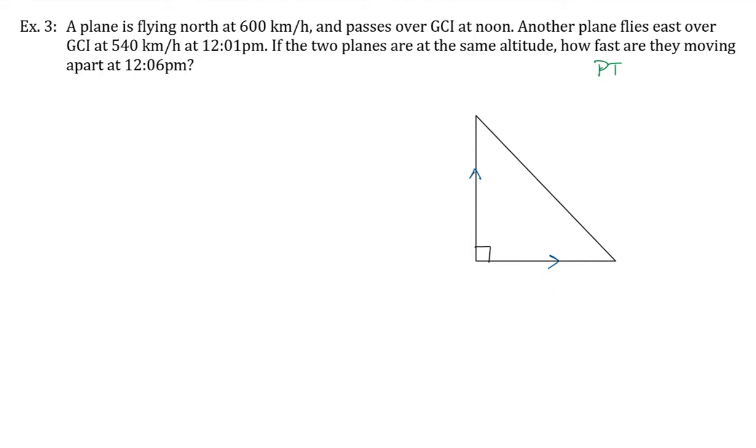Okay, so it flies over GCI at 540 kilometers per hour. Again, notice that our rates are given per hour. So again, this is with respect to time, and it passes over GCI at 12:01. If the two planes are at the same altitude, turns out it's a lot harder if they're at different altitudes. Usually the questions that we go over, we just take for granted that they'd be at the same altitude. How fast are they moving apart at 12:06?